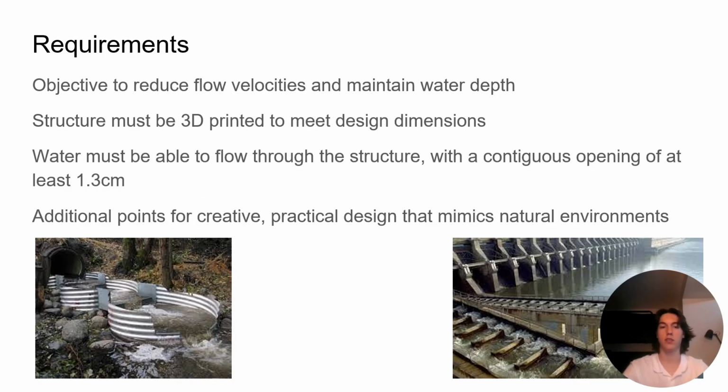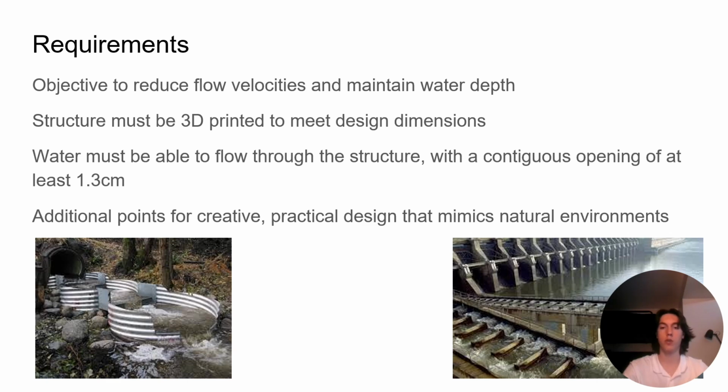The fish passage is designed to replace a traditional dam but still reduce flow while letting fish swim through it. It needed to be at least 5 centimeters high, 20 centimeters long, 7.6 centimeters wide, and have a continuous 1.3 centimeter opening to allow the fish to swim through.